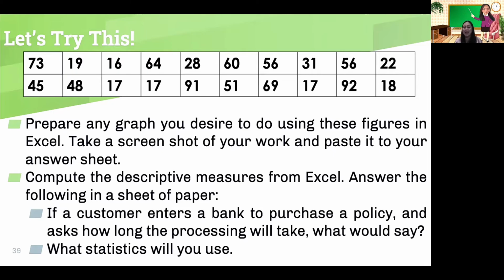Then for your second task, compute the descriptive measures in Excel, just like what we did a while ago. After computing it and pasting your screenshot, answer these questions. If a customer enters a bank to purchase a policy and asks how long the process will take, what would you say? And what statistics will you use? Those two questions are your offline tasks. I'll just check your outputs on the retrieval day. Is it clear? Do you have any questions on these offline tasks?